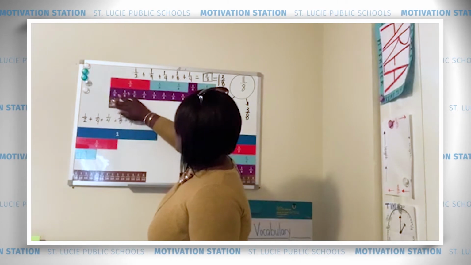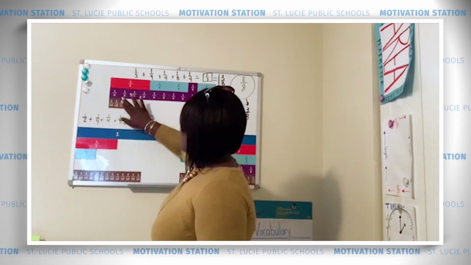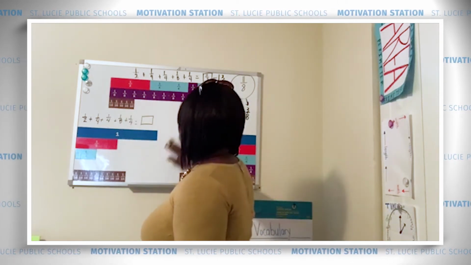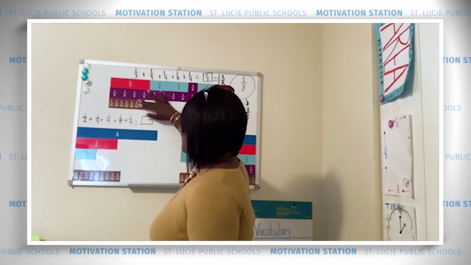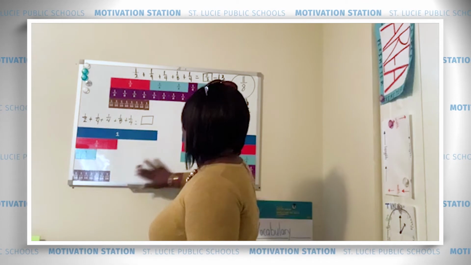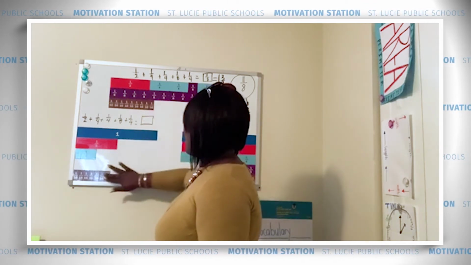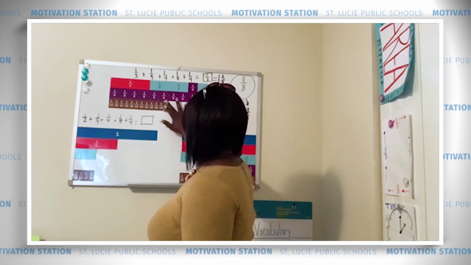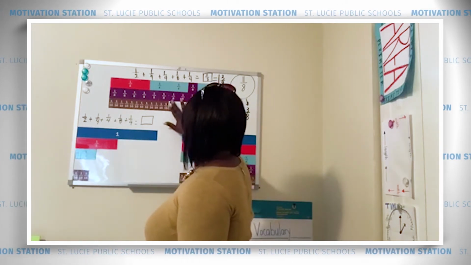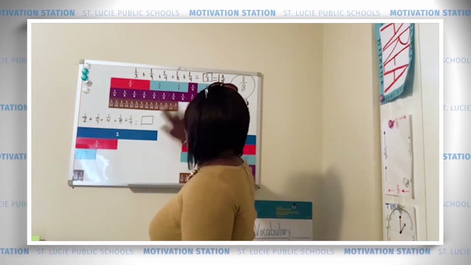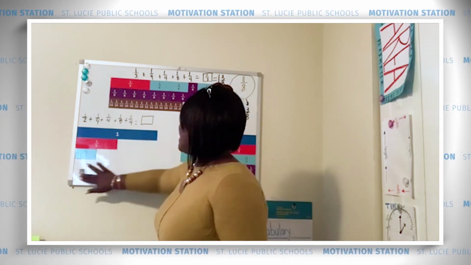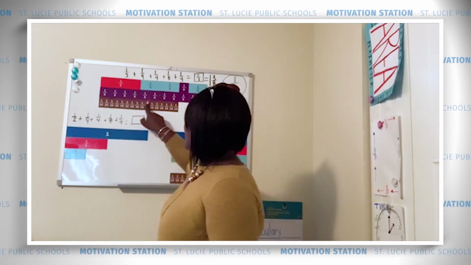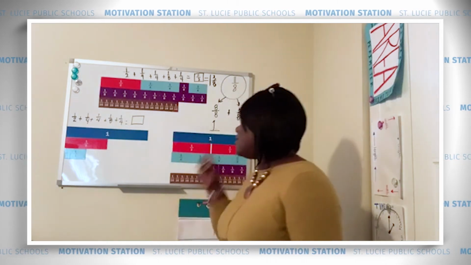So I have 1/16, 2/16, 3/16, 4/16, 5/16, 6/16, 7/16, 8/16, 9/16, 10/16, 11/16, 12/16, 13/16, 14/16, 15/16. Let's just recount. 1, 2, 3, 4, 5, 6, 7, 8, 9, 10, 11, 12, 13, 14, 15, 16/16. Sorry.